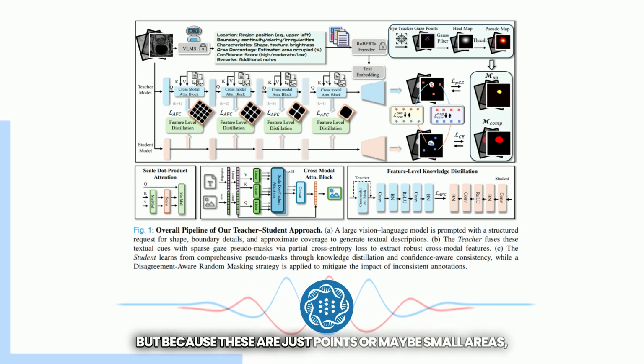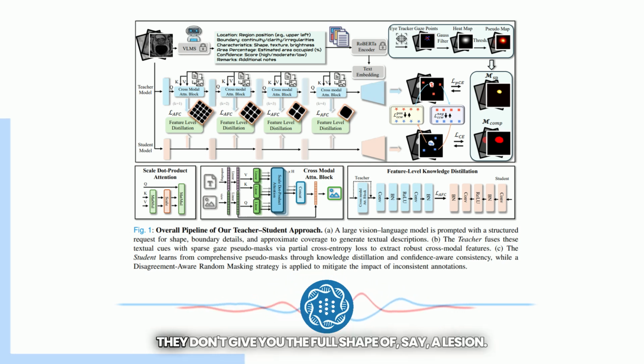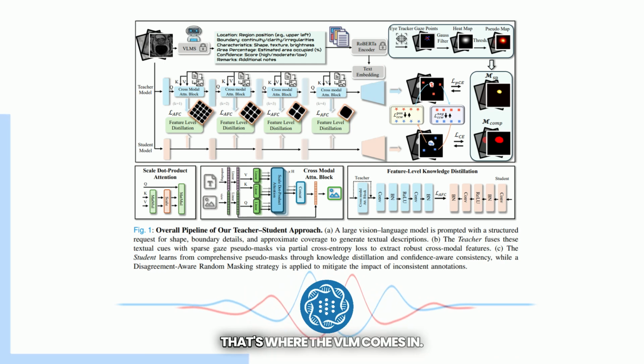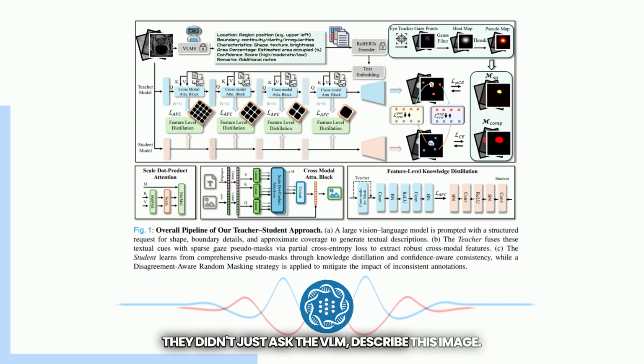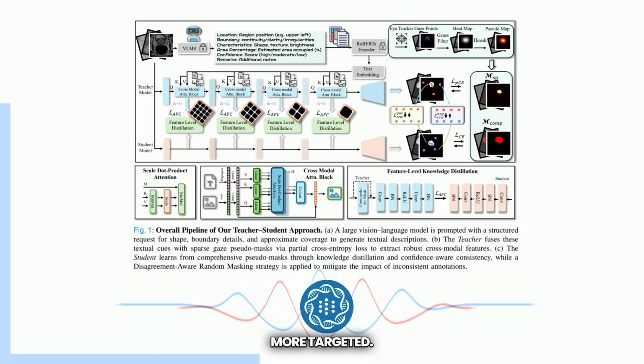But because these are just points, or maybe small areas, they don't give you the full shape of, say, a lesion. Right, still incomplete. That's where the VLM comes in crucially. The researchers used a very specific, structured prompting method. They didn't just ask the VLM, describe this image. Okay, more targeted. Much more.